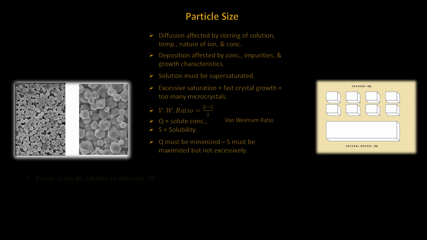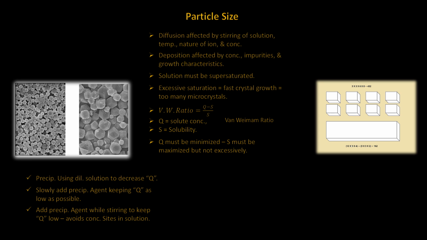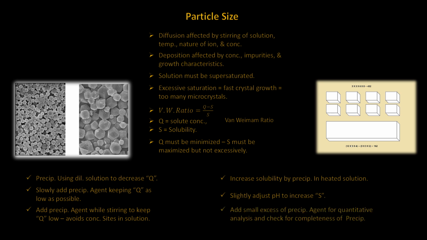This can be achieved by using diluted solutions. This decreases Q. Adding the precipitating reagent slowly while gently stirring will keep Q as low as possible, at the same time keeping the solution homogenized, that is, no concentration zones in the solution. The solution may be heated, which increases the solubility of the precipitate, which allows for the redissolvement and reprecipitation of the precipitate. The pH value of the solution may also be adjusted, but not too much, as loss is due to redissolvement, which may occur.